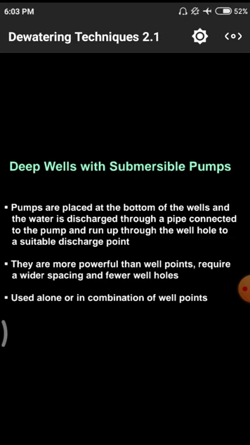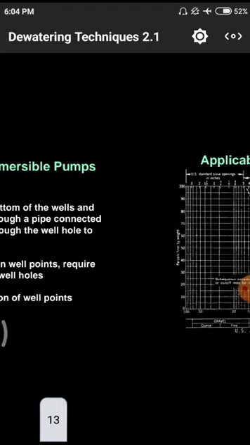These are more powerful than well points and require a wider spacing with a few well holes. That means in the previous cases we used single point well systems and double point well systems. In those well point systems we normally use smaller pipes, but in the case of deep wells we have to use more powerful well points with a wider spacing and fewer holes. That means with a smaller quantity of diameter and holes we need to use these systems to remove the water, alone or in combination with well points. That means the combination is less.